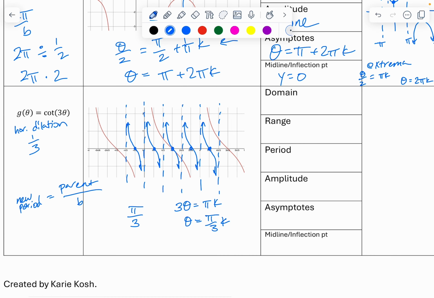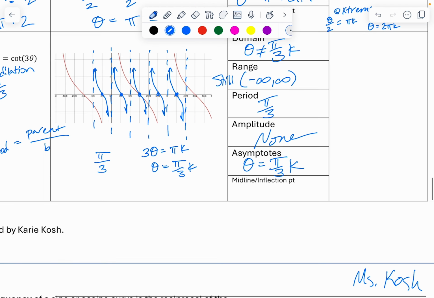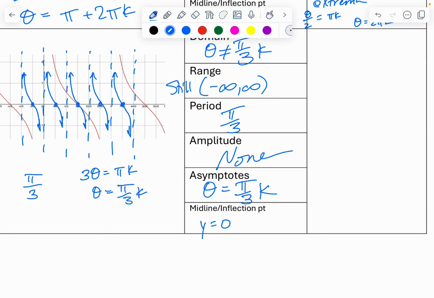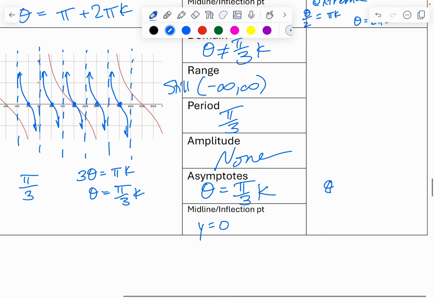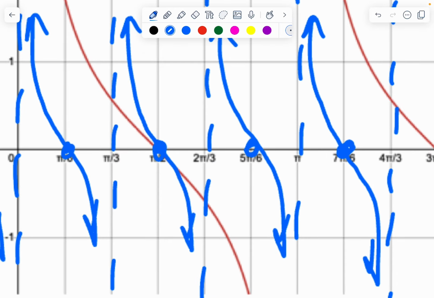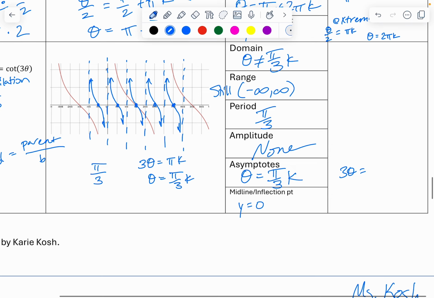So the domain is theta is not equal to pi over 3 k. The range is still negative infinity to positive infinity. The period we just said was pi over 3. There is no amplitude for cotangent. The asymptotes are at pi over 3 k. And now if you want to find the zeros, the midline is still y equals 0, or the inflection points happen at y equals 0. But they used to be, I lied, for 3 theta, they used to happen at pi over 2 plus pi k.